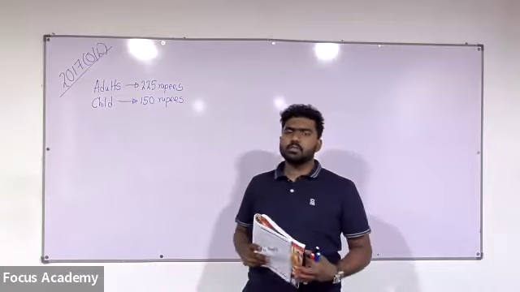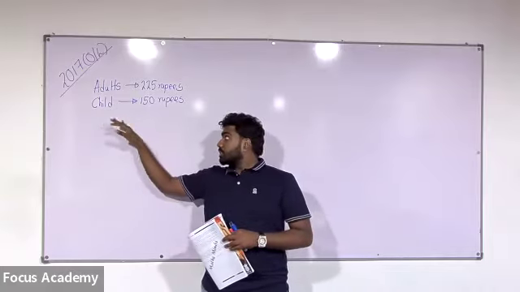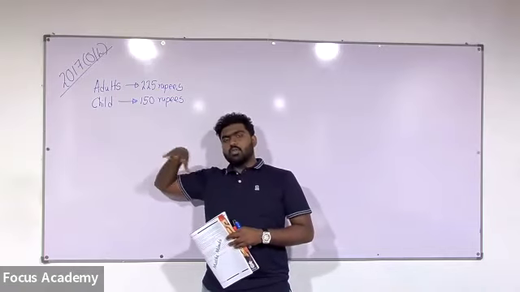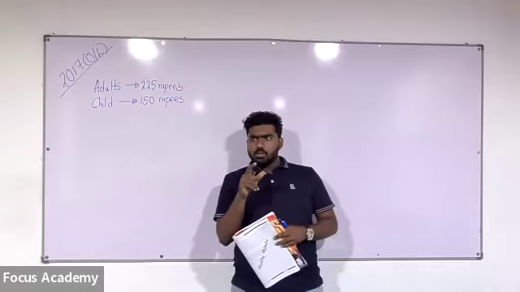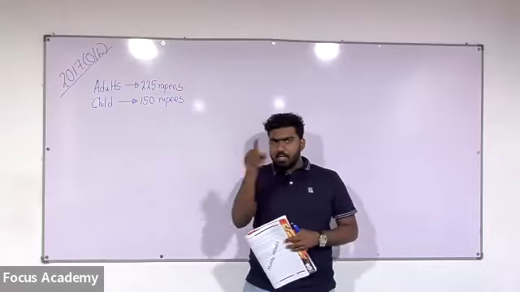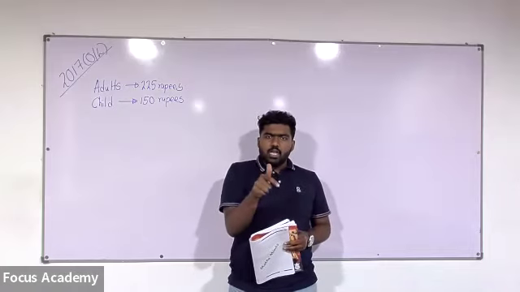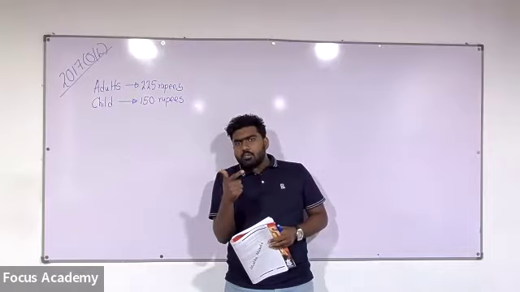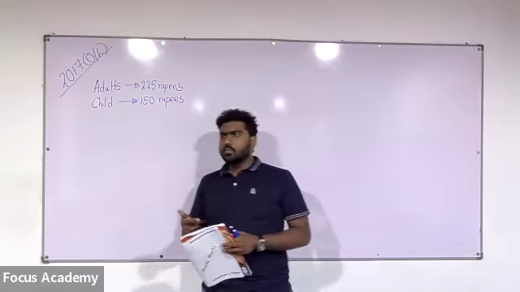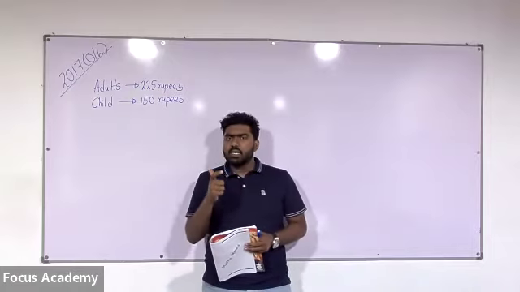Try to understand this. The number of children in the group is equal to something. What is that something? 5 more than twice the number of adults. Okay, I have a clear picture of what they are trying to say.